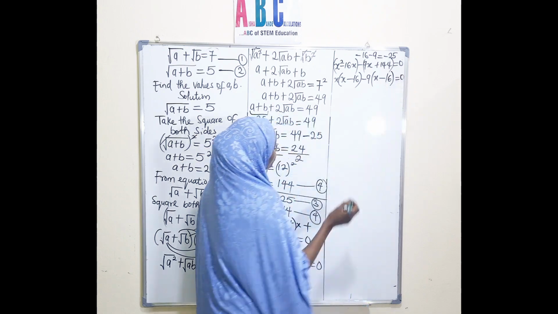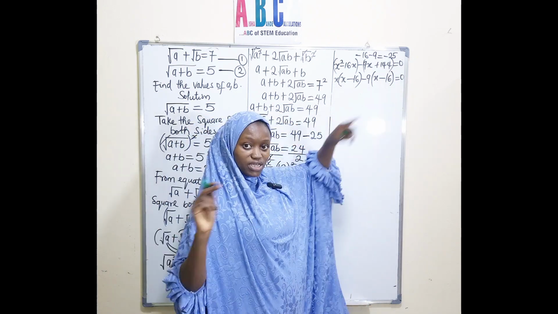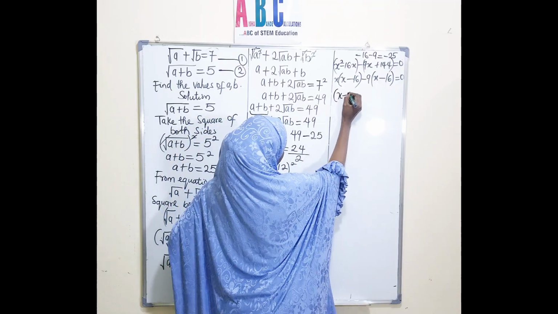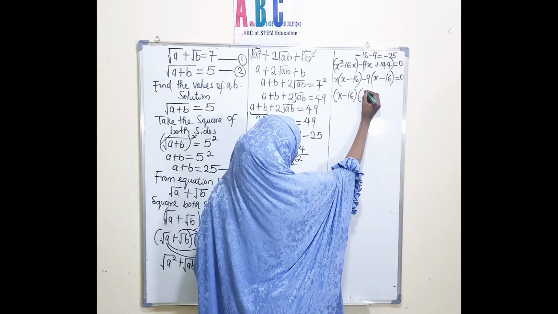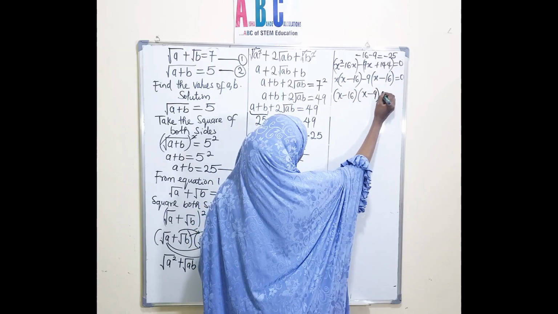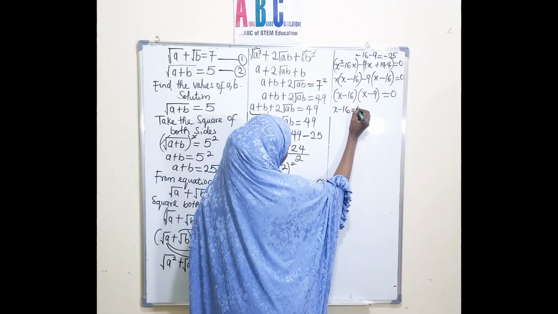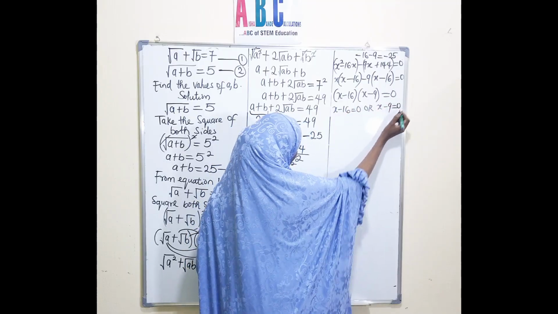Equal to 0. Okay, so we can see the first bracket and the second bracket have the same values, right? So we pick one of them. So we have x minus 16. I will pick the values outside the bracket, which is x minus 9 equal to 0. So this means x minus 16 is equal to 0, or x minus 9 is equal to 0.